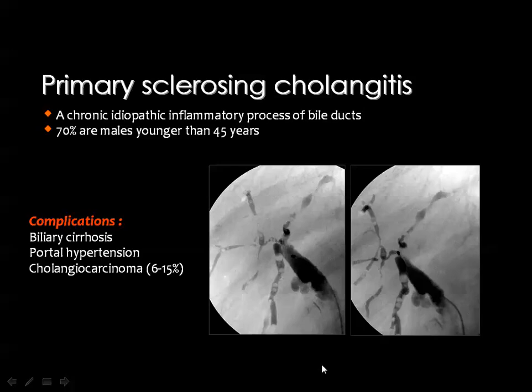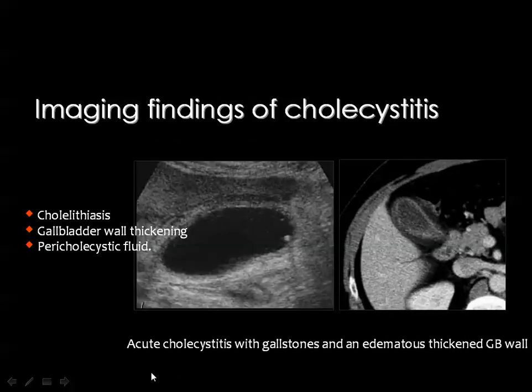Then sclerosing cholangitis is a chronic idiopathic inflammatory process of the bile ducts, and it may be associated with ulcerative colitis in some cases, as you know. And these lesions are usually diagnosed by the presence of multiple dilatations and strictures of the biliary radicals, intra and extra hepatic. These sclerosing cholangitis may be complicated by biliary cirrhosis, portal hypertension, and cholangiocarcinoma in some cases.